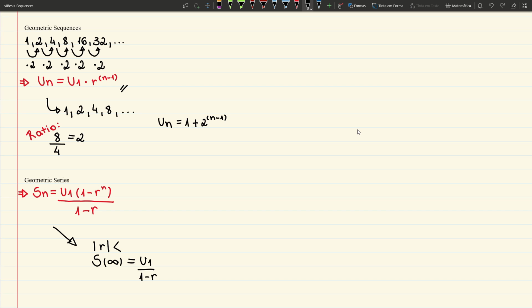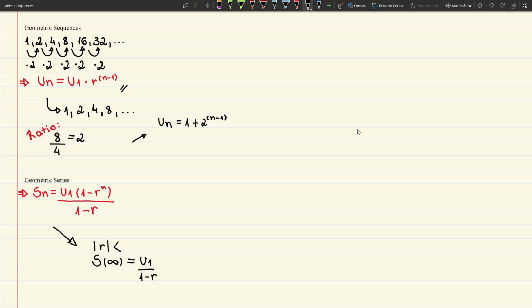So if we want to find the equation of the sequence 1, 2, 4, 8, first we have to find the ratio, and to do that we need to divide one term by the previous one. So let's say 8 divided by 4, which is equal to 2. Now we just substitute those values into the formula. So it's Un is equal to U1, which is the first term, which is 1, times the ratio, which is 2, to the power of n minus 1. Using this formula, we can find any element of this specific sequence.